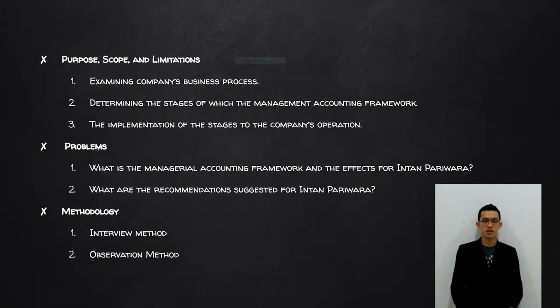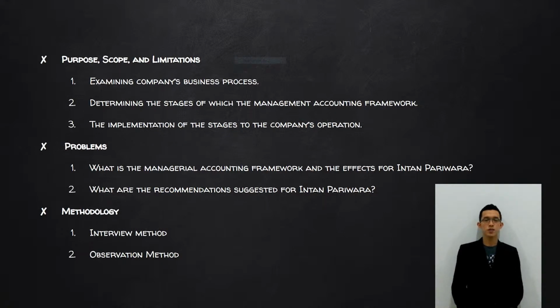So the problems, there are two problems that we will discuss later. The first one, what is the managerial accounting framework and the effects for Intan Pariwara? And the second, what are the recommendations suggested from our opinion to Intan Pariwara?